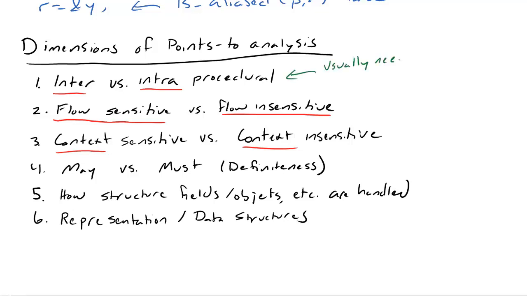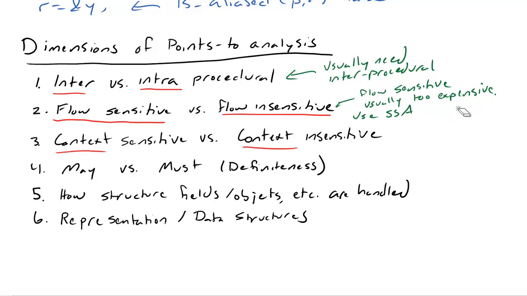Now, at a high level, typically we're looking for an inter-procedural analysis, and that's because we want to look at alias relationships between procedures. Second, flow-sensitive analysis, although desirable, is usually too expensive unless great care is taken. Now, one can use a flow-insensitive analysis, but prior to computing a flow-insensitive solution, convert the program into SSA form as a type of poor man's flow-sensitive analysis.